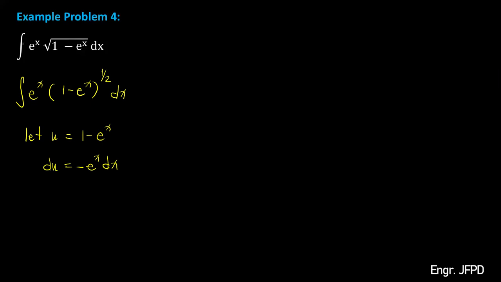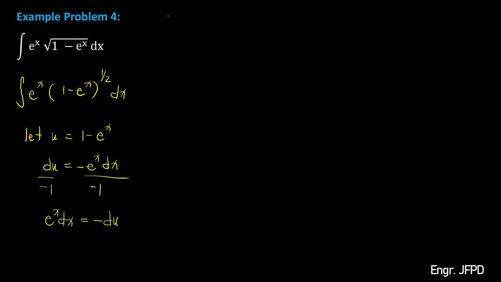And try to observe that in our equation, we have here e raised to x multiplied by dx. In this equation of the derivative of u, let's solve for e raised to x dx, wherein we just simply divide both sides of the equation by negative 1. And we have here now e raised to x dx is equal to the negative of du.